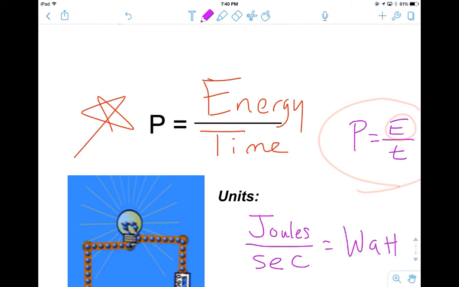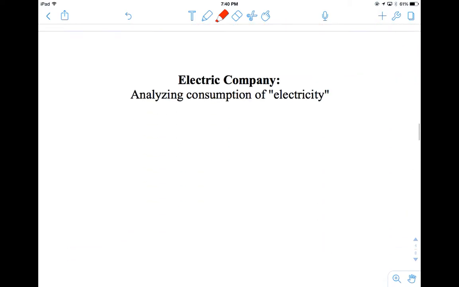We're going to talk more about this idea of joules as we get into our next couple units. But for our purposes, and what we're going to look at today and how we analyze electricity and usage of various appliances, and how much that costs, we're going to use this PET equation. Power equals energy over time.